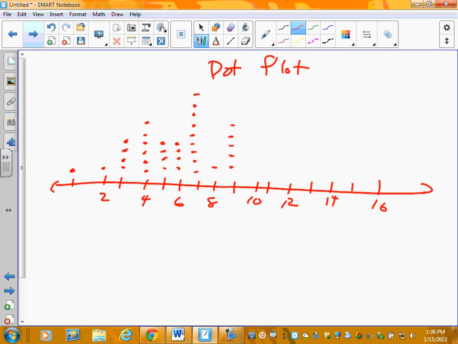If I just go out and count, how many dots would it be? 44. 44 dots, because there's 44 data points. What's it about, a dot plot?